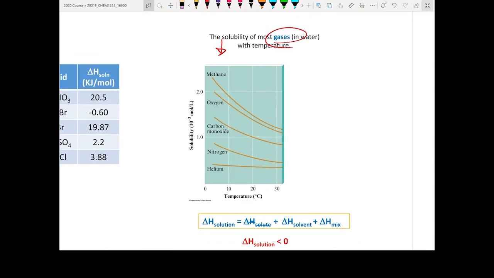So it's a very different behavior between the solid and the gas solute at different temperatures. The thing you need to memorize here is, if I have a solid solute and I increase the temperature, then I should predict the solubility is going to increase. But if my solute is a gas molecule, you will see the opposite effect.